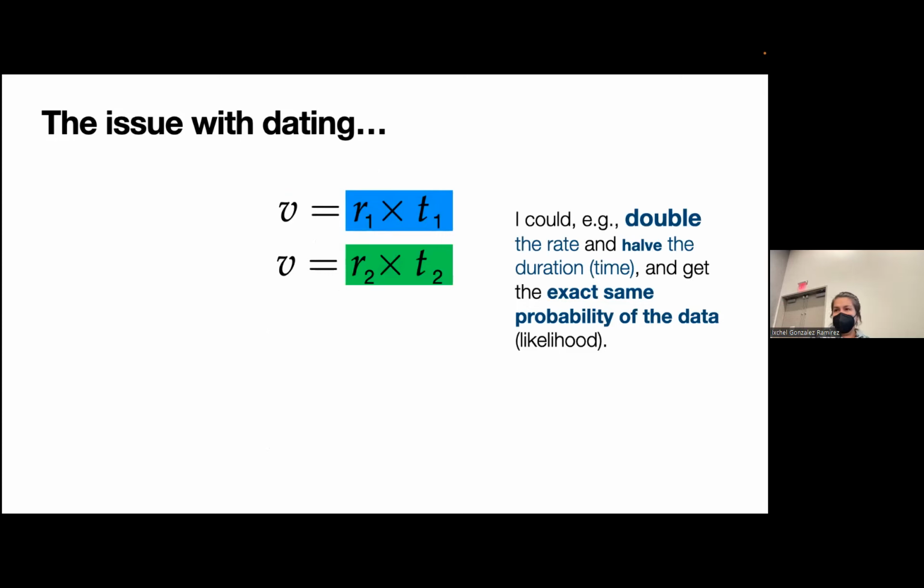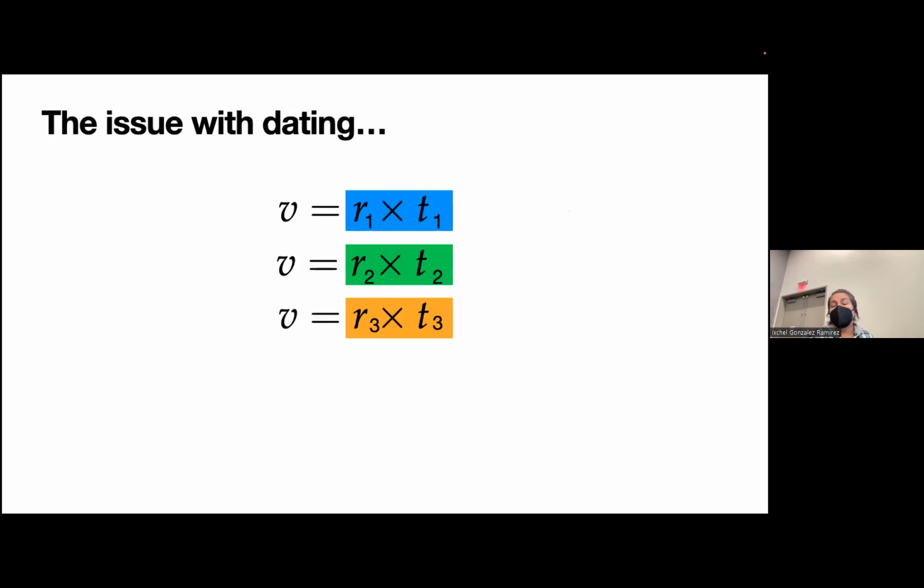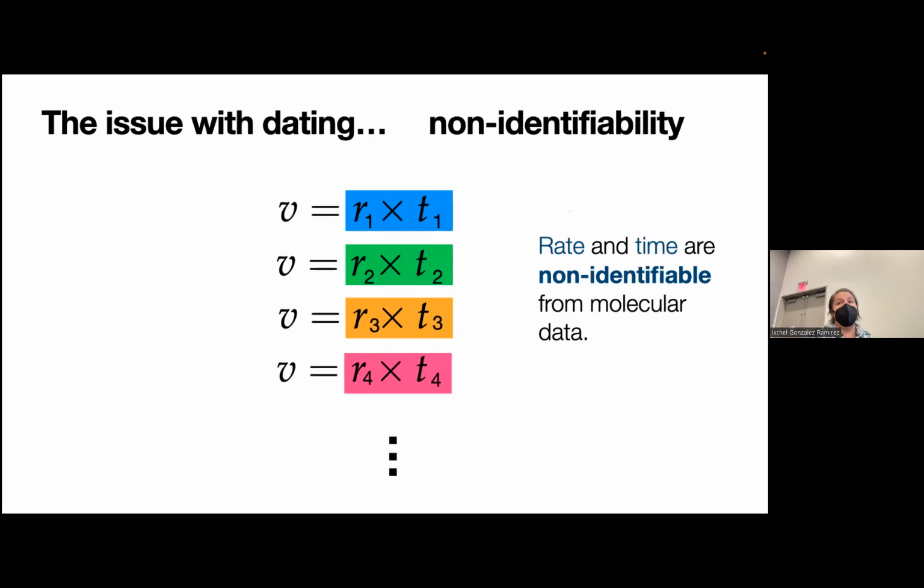But I could also find another pair of values. I could double the rate and halve the time, and I would get the same branch length. And not only 2 values, I can get a bunch of values that would have the same branch length. So this is what we call the non-identifiability of rate and time. Basically, character data don't have information by themselves about rate and time.